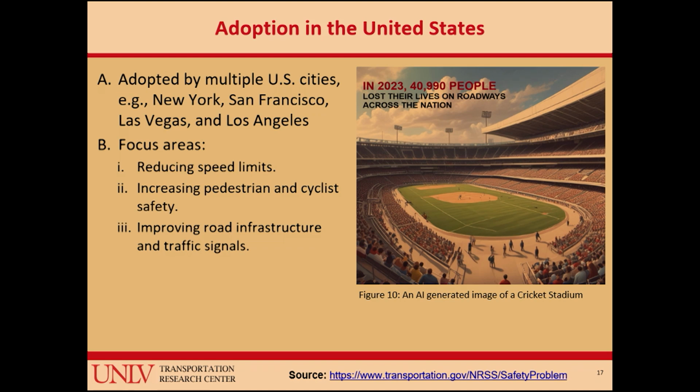So if I look at it here in the United States, there were about 41,000 people who died in the year 2023. It was higher in 2022, it was 43,000. So that's 1 cricket stadium full of people who die every year. So reducing speeds, focus on pedestrians and bicyclists, road infrastructure, traffic signals, roundabouts, signage, are other common themes. So another way to look at this, about 50,000 or 40,000 people per year.